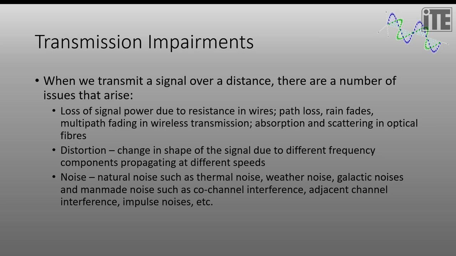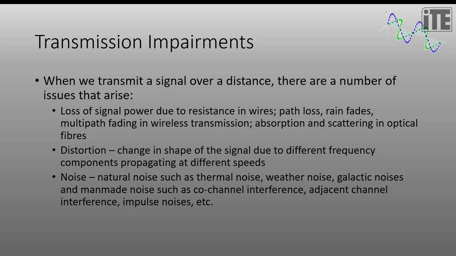There's a couple of other things though, in fact many things, but these are some of the more simple ones. Distortion, which is a change in shape of the signal due to different frequency components propagating at different speeds. And noise. There's two main types of noise, natural noise and man-made noise. Natural forms of noise, the most common one of these is thermal noise, which we'll look at shortly, weather noise, galactic noises, and then man-made noises are things like co-channel interference, adjacent channel interference, impulse noises, and various other forms as well.